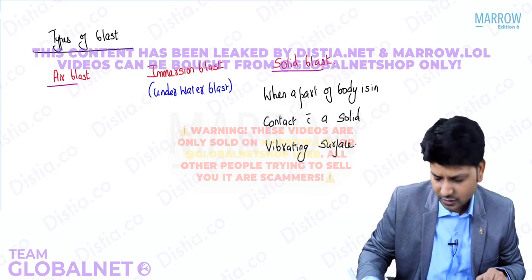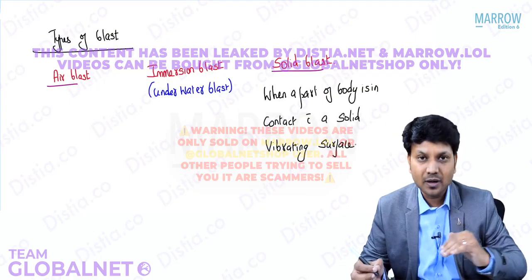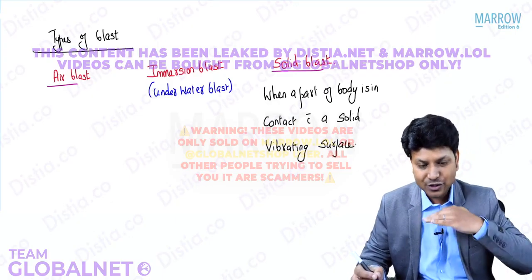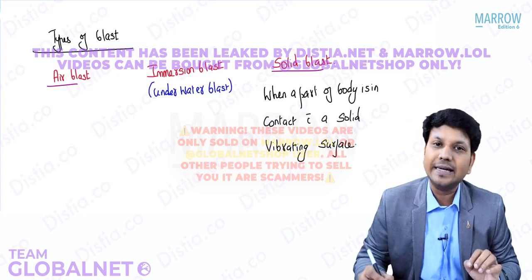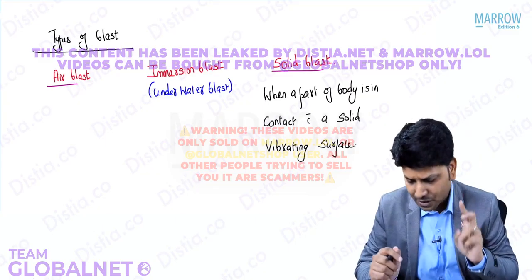Or you can even find that in a person who is standing on the deck of a ship and the blast occurring under the water. The wave passes through the ship, the person is on the deck of the ship and he may get injury. That is also an example of solid blast, right? You have a lot of examples for that. Air blast, immersion blast, solid blast.